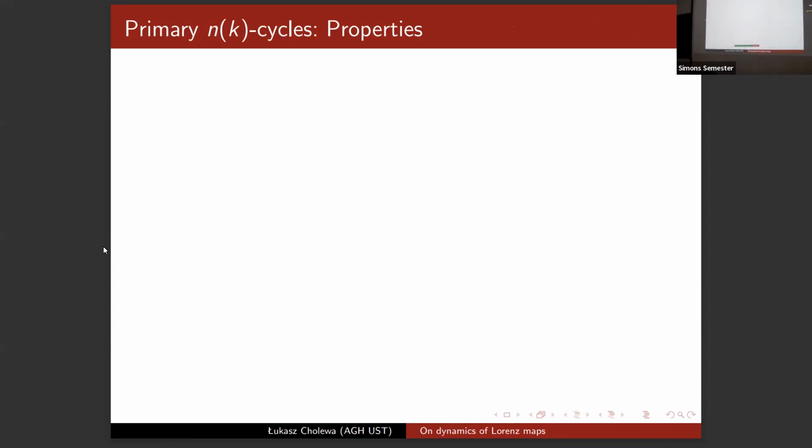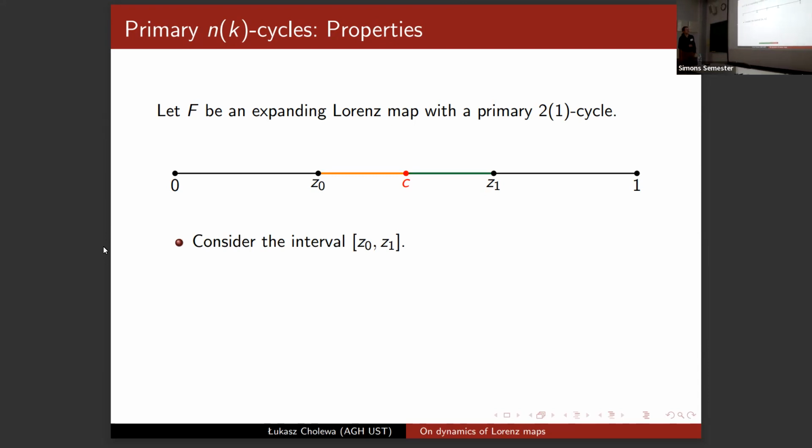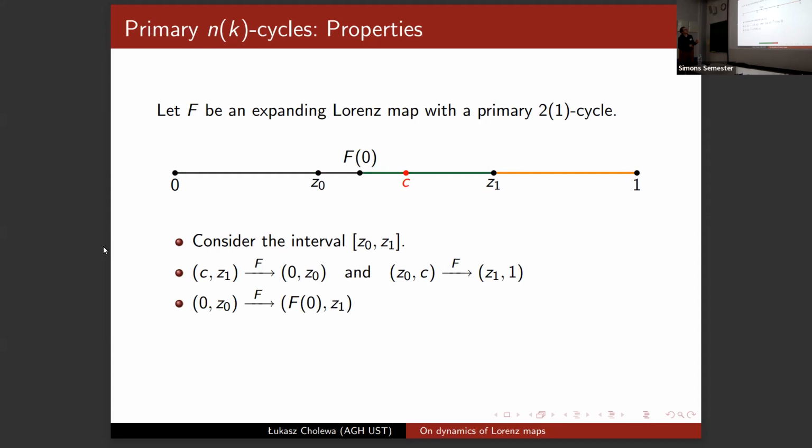A few words about the properties of maps with NK cycles. At first consider the case of a map with a 2-1 cycle. And consider the interval Z0 and 1. After one iteration, this interval splits into two intervals, where the green part goes to the left, so C Z1 goes to 0, Z0. And the orange part goes to the right, Z0C goes to Z1, 1. And after the second iteration, the green part is again contained in Z0, Z1.